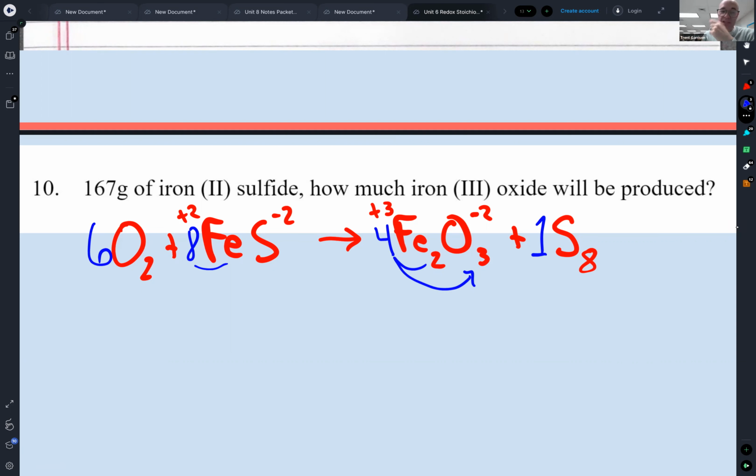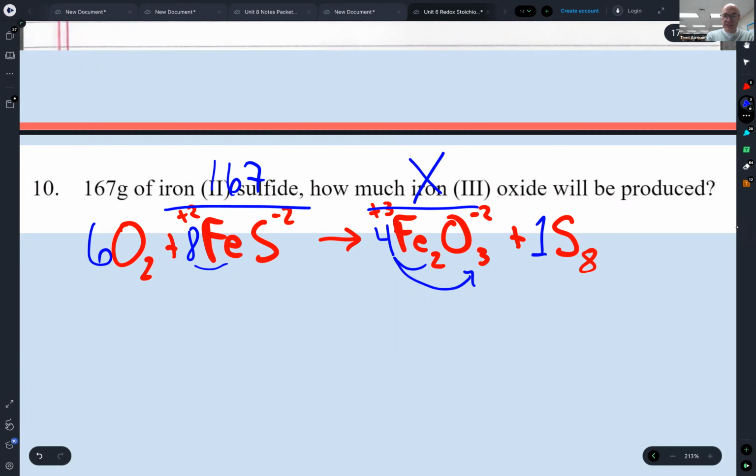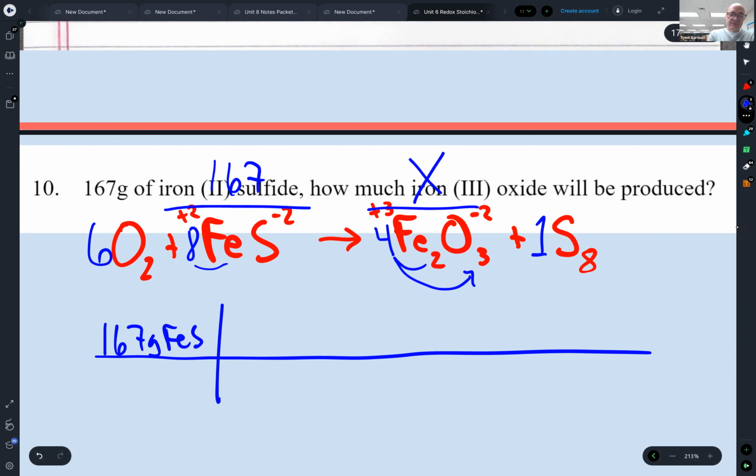Okay, now that we have a balanced reaction, I've got 167 of the first material right here. I don't know how much of this I'm going to produce. So I'm going to take 167 grams of FeS. Now I figure out how much it weighs on the periodic table. Fe weighs roughly 56, sulfur weighs roughly 32, that is 88 grams. So for 88 grams of FeS, I have 1 mole of FeS.